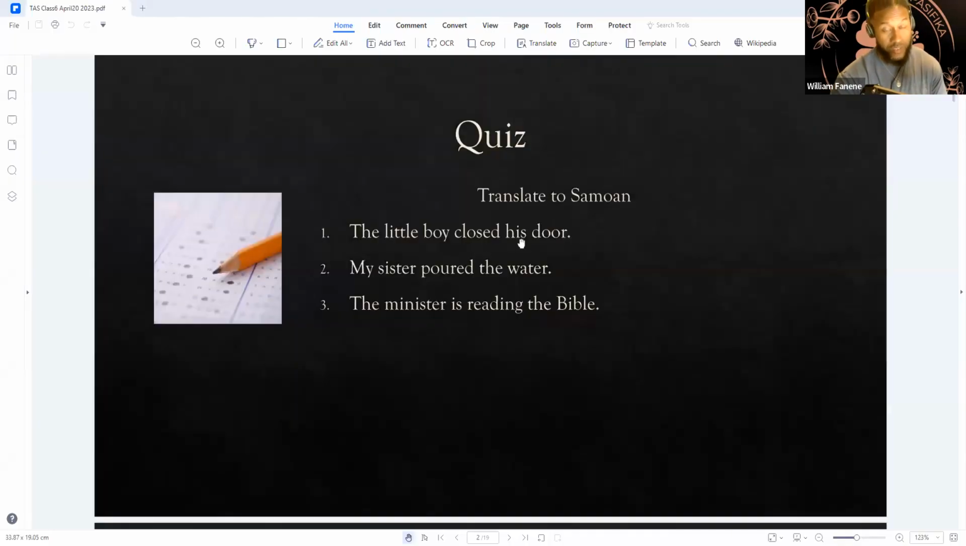All right, so we have the little boy closed his door, and we're going to translate this from English to Samoan, using the principles that we've learned thus far with our tense, action, and subject. But in this particular instance, the last thing that we learned is we had two subjects, and two specific kinds of subjects.